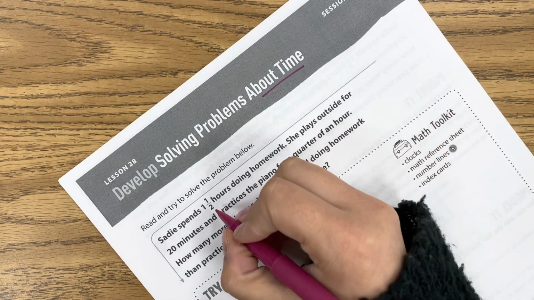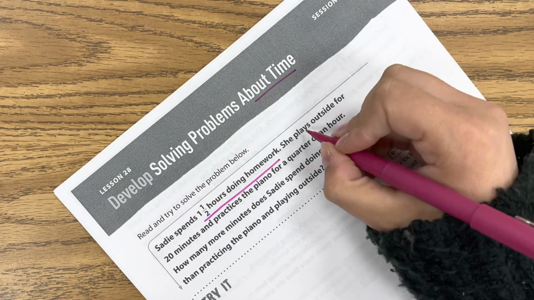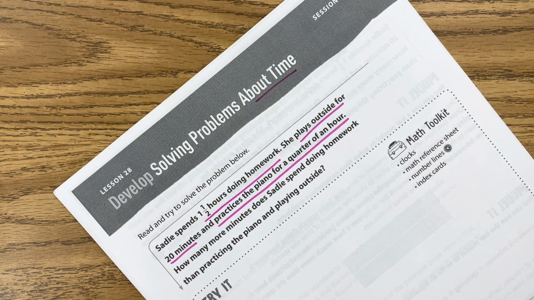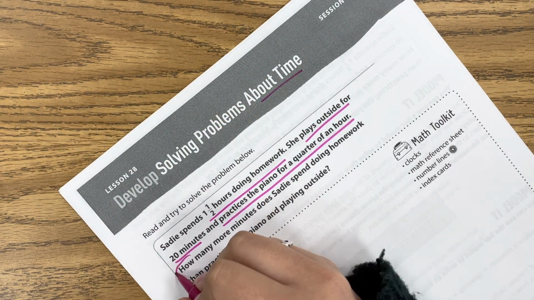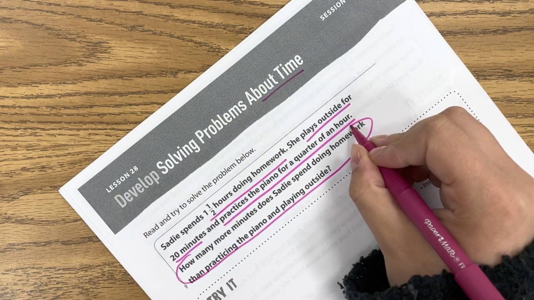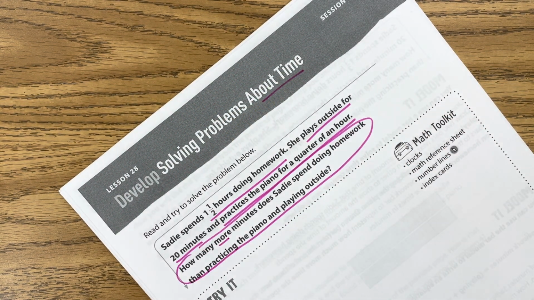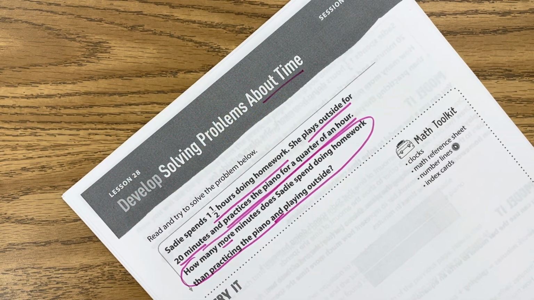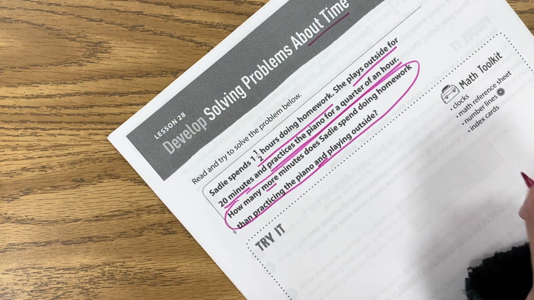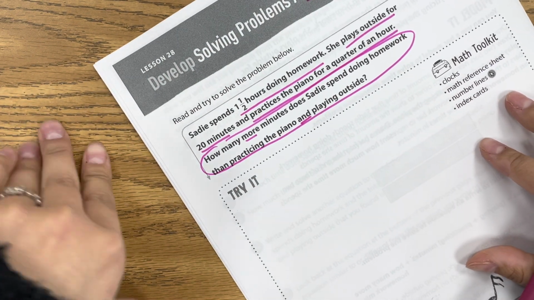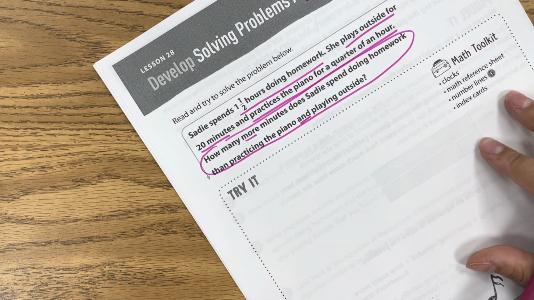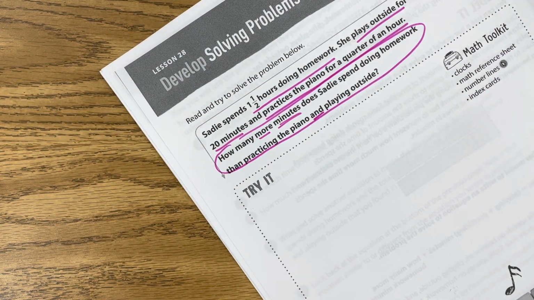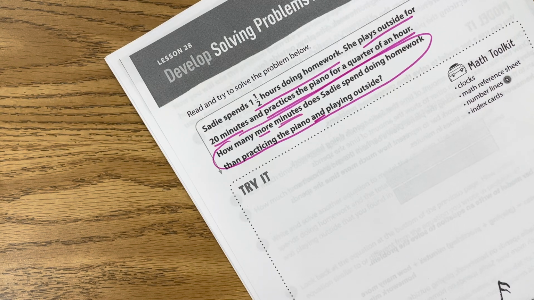Sadie spends 1.5 hours doing homework. She plays outside for 20 minutes and practices the piano for a quarter of an hour. How many more minutes does Sadie spend doing homework than practicing the piano and playing outside? So this question has a lot to it. So our goal is to figure out how much she spends doing homework, practicing the piano, and playing outside, and putting that all into minutes. That is step 1, hence multi-step problem. So we gotta do that first, and then we have to find the difference.